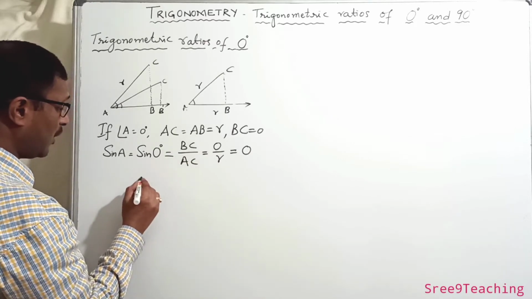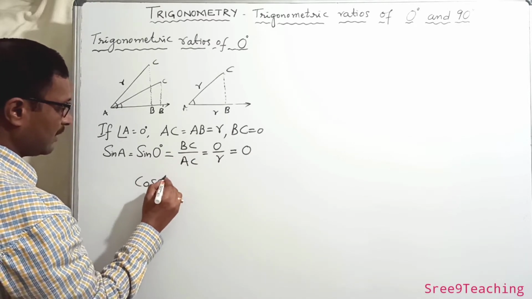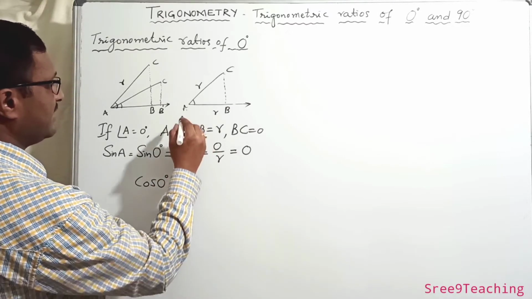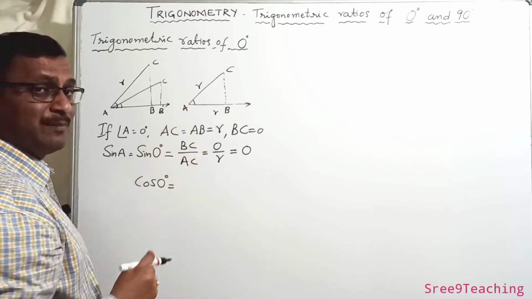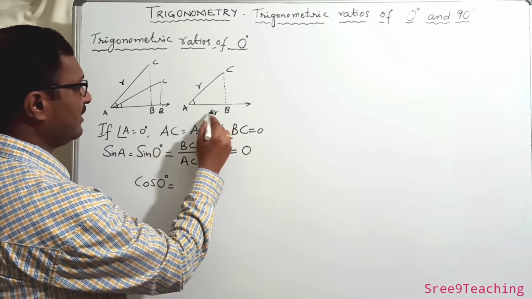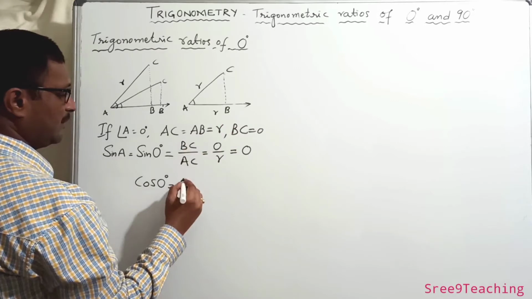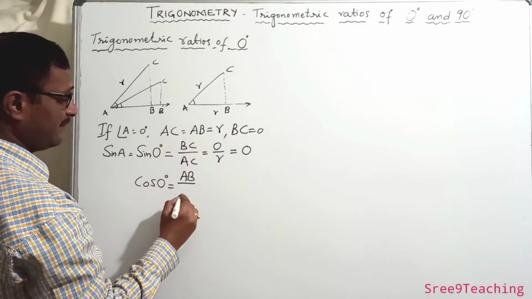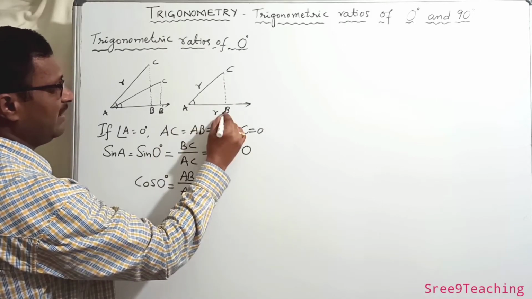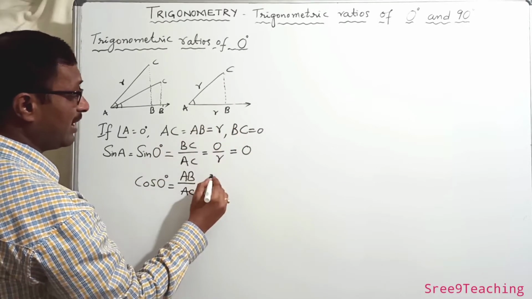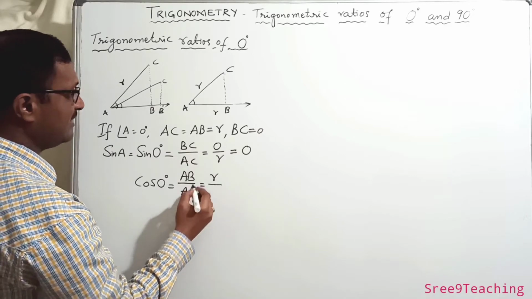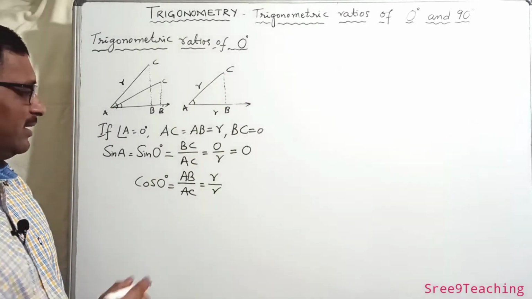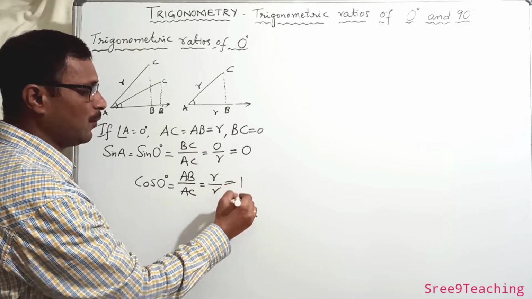Now let us find cos 0 degrees. What is the trigonometric ratio for cos? Yes, adjacent side by hypotenuse. What is the adjacent side? That is AB. So here AB by AC. What is AB? Here AB and AC both became R when the angle is 0. AC is also R. So here R by R becomes 1.